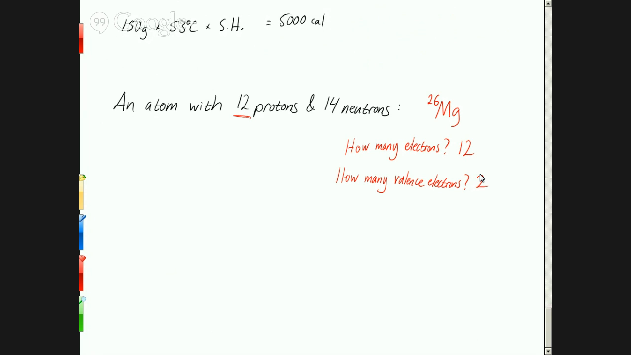All right, let's try another one. Let's take a specific isotope: calcium-46. Let's get the proton, neutron, and electron count for an atom of that isotope.